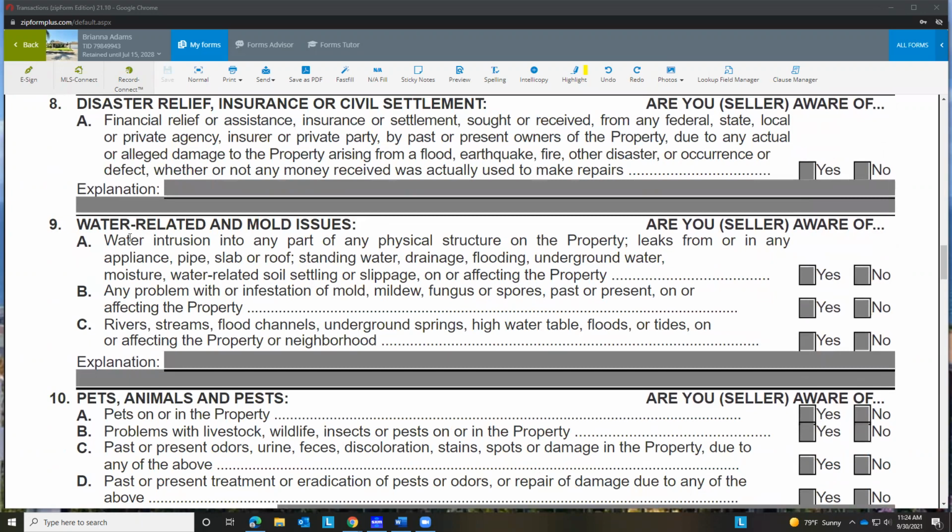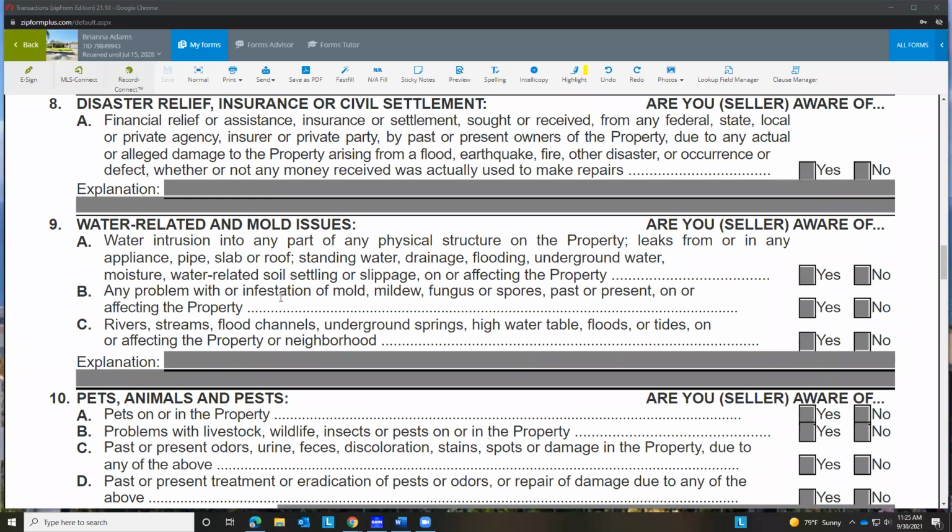Water-related and mold issues. Water intrusion into any part of any physical structure on the property. Leaks from or in any appliance, pipe, slab, or roof. Standing water, drainage, flooding, underground water, moisture, water-related soil settling or slippage on or affecting the property. So guys, this would include if, when it rains, there's an area of the patio or the garden where water sits for a really long time. This would include any kind of leak. Say yes and describe it.